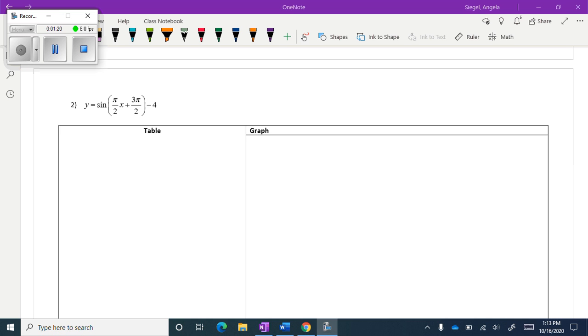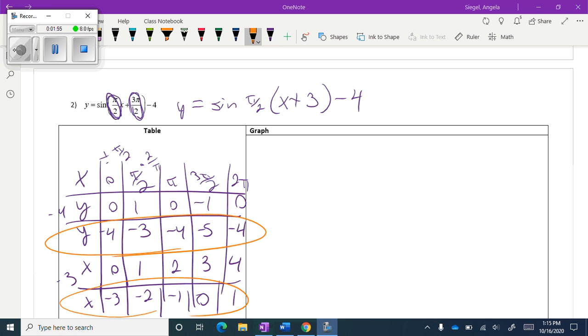The same thing as before. What do they have in common? I'm going to factor out a pi over 2 because they have that in common. I think that's probably the most difficult part of this. When I factor out a pi over 2, I'm left with x plus 3. Okay, so now go ahead and take it away. Oh, I need to add the -4, and the rest you should be able to do on your own.